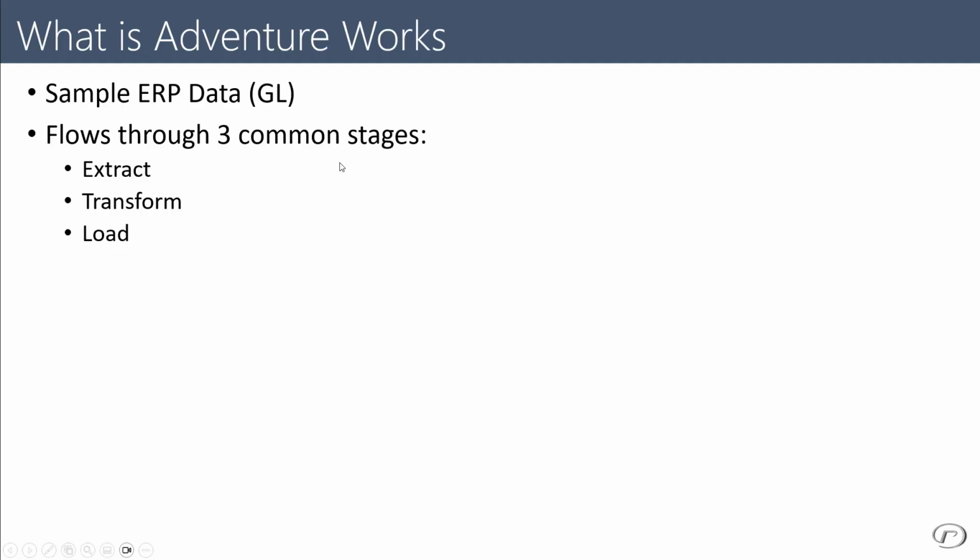So what is the AdventureWorks? Well, it's a sample ERP star schema that flows through three of the common stages of the data warehouse design, right? Extract, kind of transform, and load. Notice there are other stages like ingest could be bringing information into the lakehouse, and export or refresh can happen after load, but this is the core of loading a star schema.